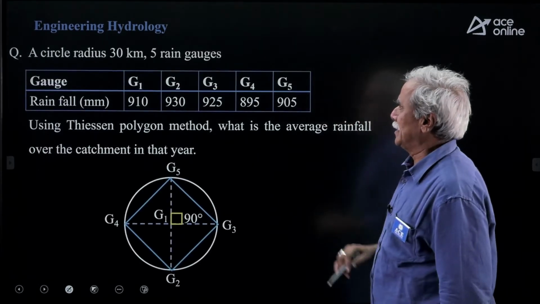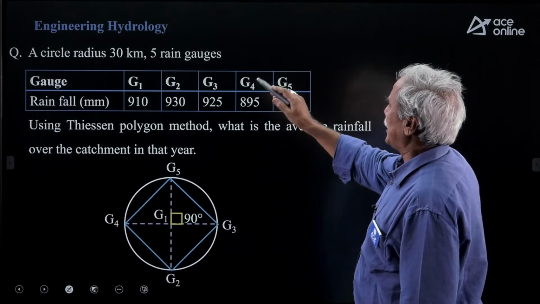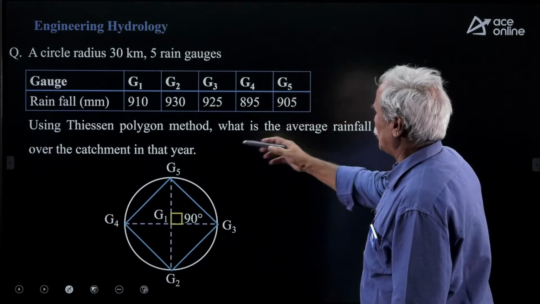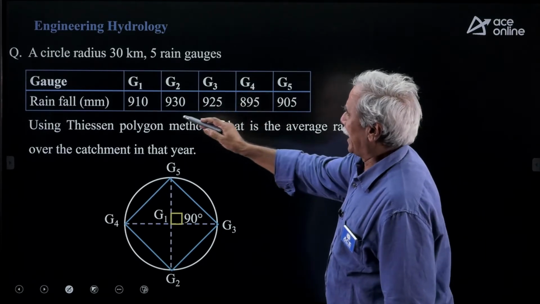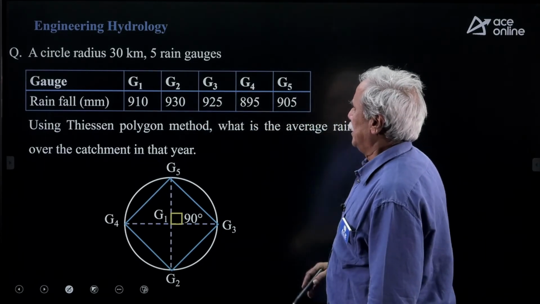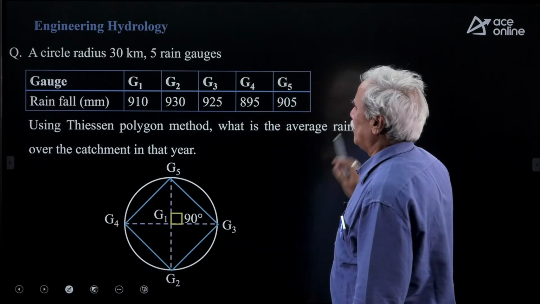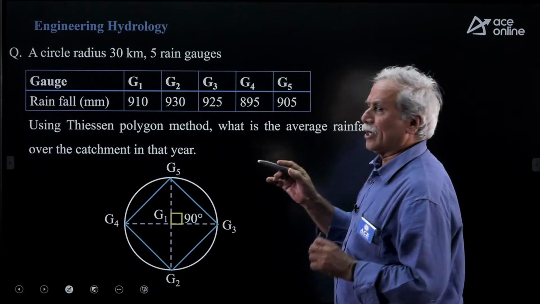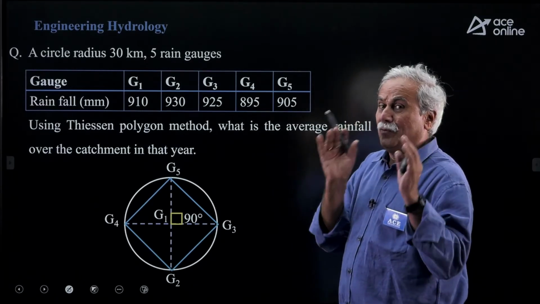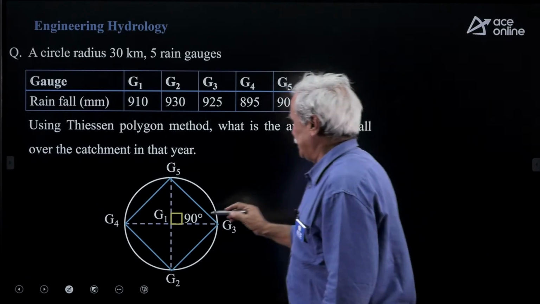Let us see the second question. A circle of radius 30 km has 5 rain gauges as shown in the figure, G1, G2, G3, G4, G5. The annual rainfalls are given in millimeters. Using the Thiessen polygon method, what is the average rainfall over the catchment? Our problem is to calculate what is the influence area for each rain gauge station.